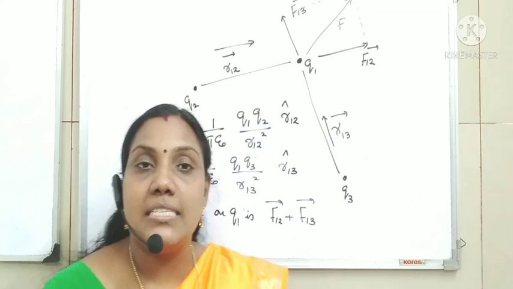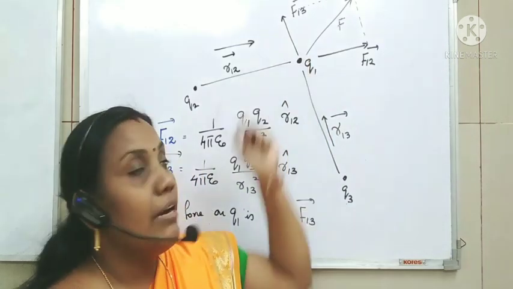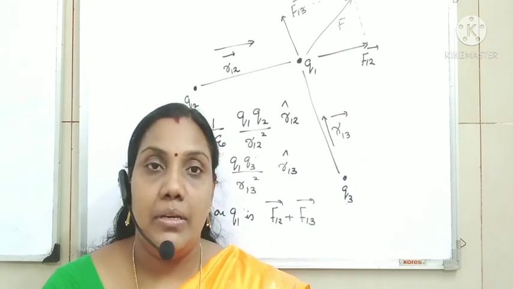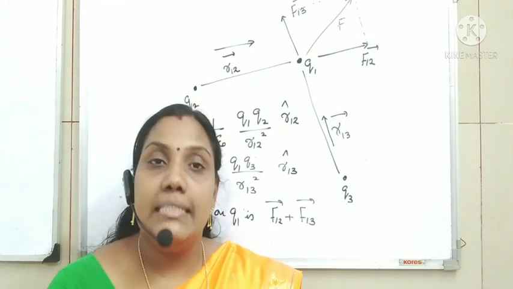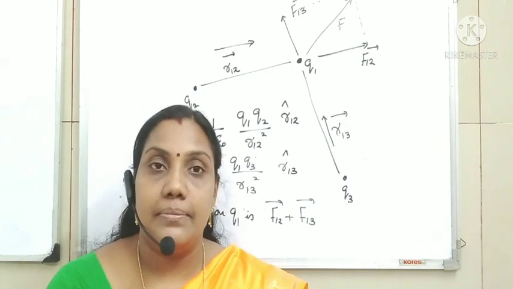The magnitude of the resultant force is given by the root of F12 square plus F13 square plus 2 F12 F13 cos theta. Okay, so using the parallelogram law of vector addition, we can find the resultant of the forces acting on the charge Q1.